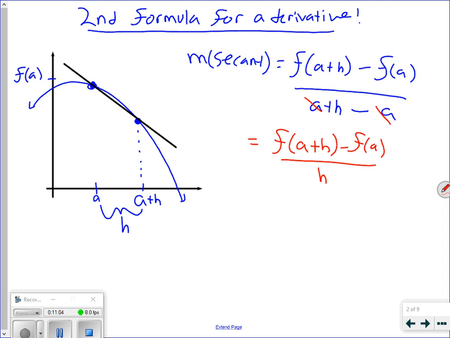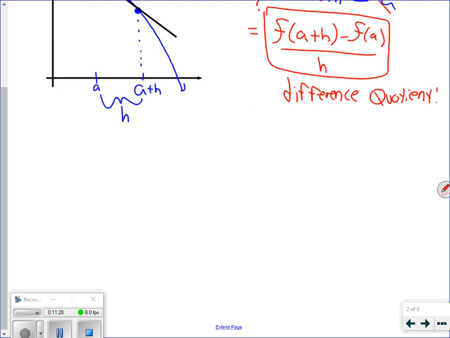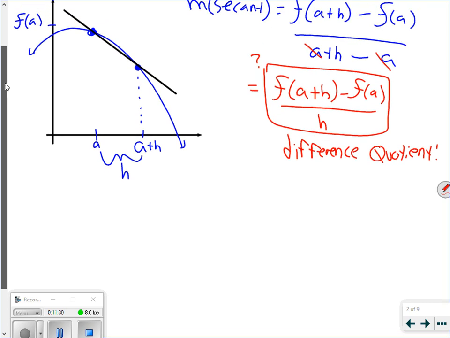Now, in the previous example, f of a minus f of x over a minus x, we know that's the average rate of change. Does this formula look very similar to some of y'all? You saw it in pre-cal maybe a little bit, sort of. This is called the difference quotient. Okay? So, again, we're using the same formula or the same idea as before.